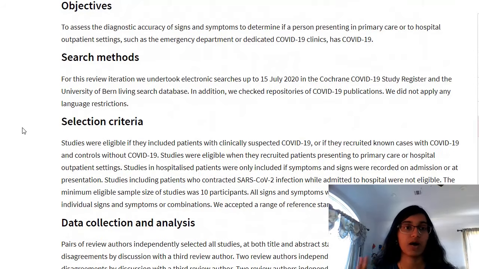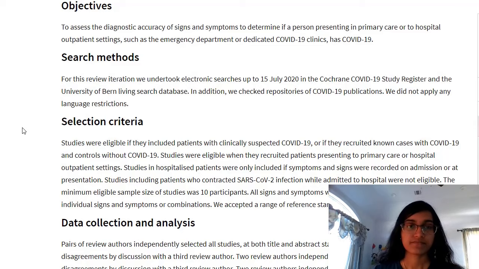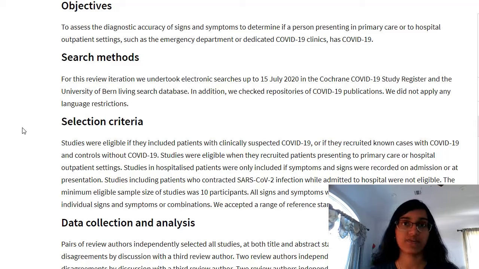So then they go on to list their objective here, and remember all of these sections are a part of the abstract. So let's see what the objective is. It says it is to assess the diagnostic accuracy of signs and symptoms to determine if a person presenting in primary care or to hospital outpatient settings, such as the emergency department or dedicated COVID-19 clinics, has COVID-19. So as we were saying from the title as well, this article's objective is basically to look at the signs and symptoms of COVID and see how accurately that can predict the presence of COVID.